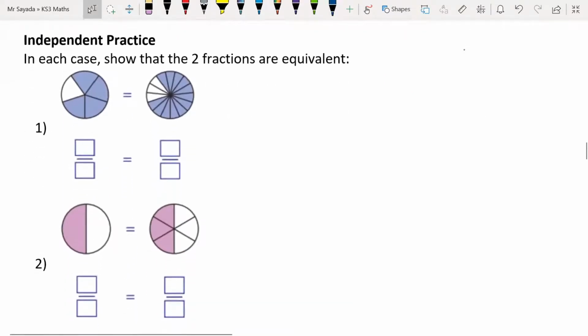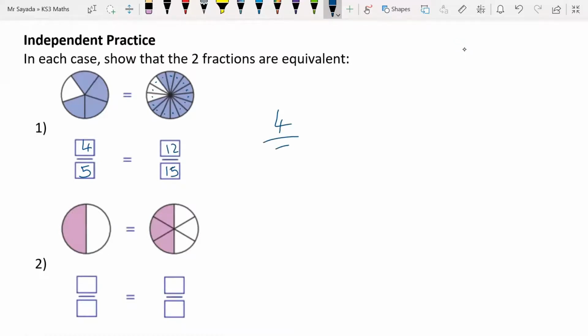Pause the video to do these questions. Press play once you've done them. You should have now done these 2 questions. So let's quickly go through them. This one has 5 parts, 4 of which are shaded. This one, I'm just going to count: 1, 2, 3, 4, 5, 6, 7, 8, 9, 10, 11, 12, 13, 14, 15. 15 parts, and 12 of them are shaded.